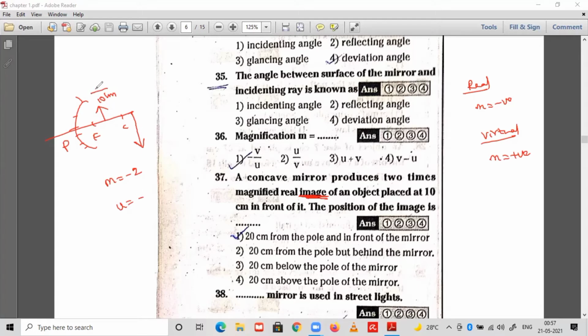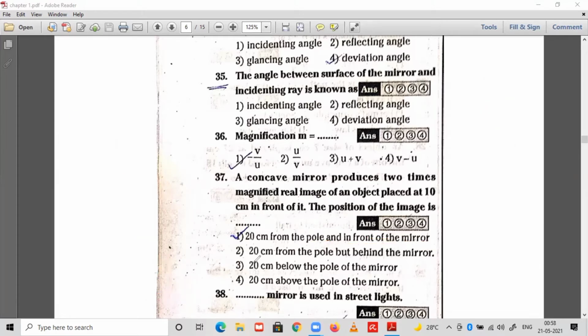The object distance is opposite to the incident ray, so I took minus 10 centimeters by applying the sign conventions. We have the formula m is equal to minus v by u. So m is minus 2, u value is minus 10. Minus minus will get cancelled. v is equal to minus 20 centimeters. So the option is 20 centimeters from the pole in front of the mirror. You will get the image here, 20 centimeters in front of the mirror. I hope you understood. Next, 38th.